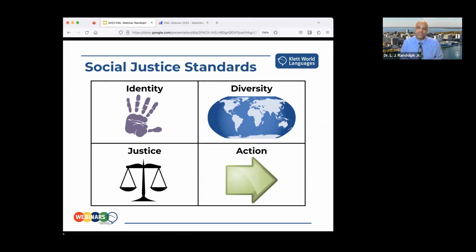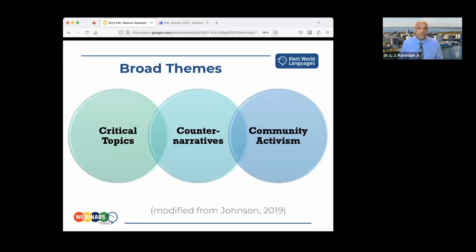So this might be students identifying and aligning themselves with social justice-oriented movements being led by marginalized members of the communities and cultures being studied. I have 2 more ways that you might want to think about this as we look at curricular frameworks. We can look at broad themes. My friend and colleague, Stacey Margarita Johnson, talks about critical topics, counter narratives, and community activism. I modified that a little bit from her original framework.